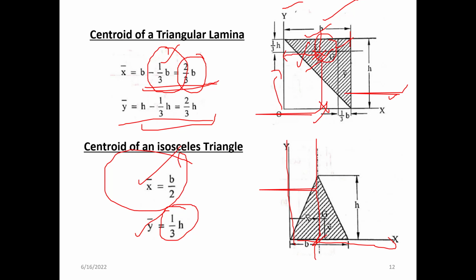These two triangles are side by side, right? So for both the left side as well as the right side, the centroid will be at the same point, one third of h. So for this symmetrical arrangement also, the centroid will be at one third of h.